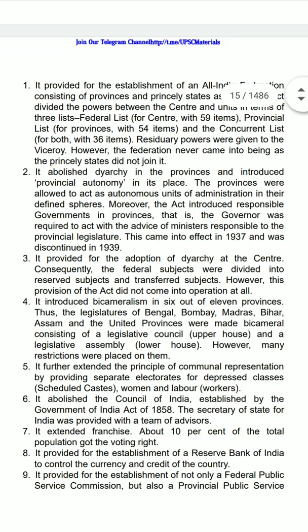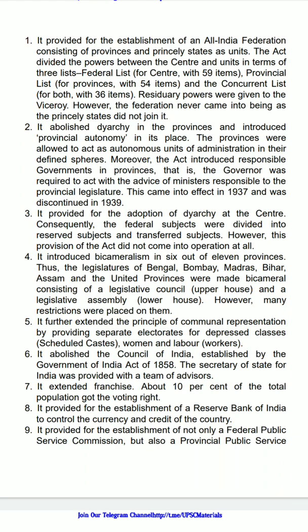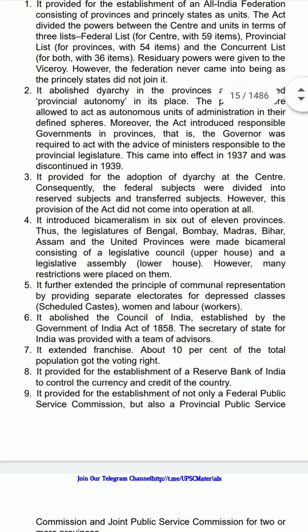It abolished diarchy in the provinces and introduced provincial autonomy in its place. The provinces were allowed to act as autonomous units of administration in their defined spheres. Moreover, the Act introduced responsible governments in provinces, that is, the governor was required to act with the advice of ministers responsible to the provincial legislature. This came into effect in 1937 and was discontinued in 1939.